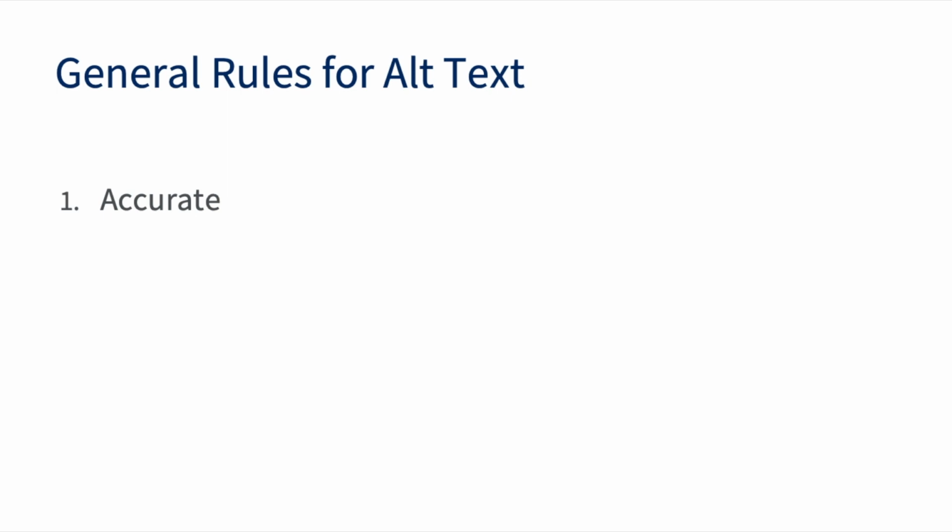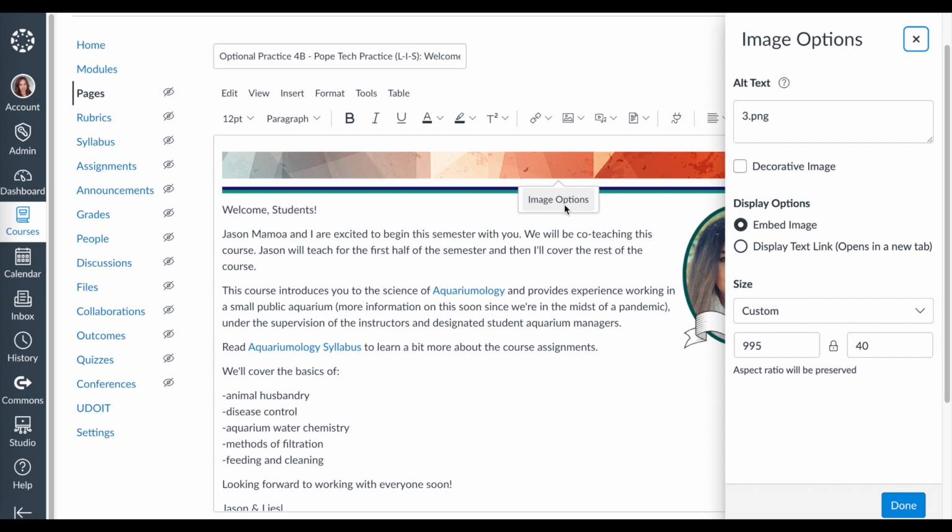Rules for alt text. When thinking of an appropriate text description, the alt text should be accurate, including spelling, grammar, and proper punctuation. Concise, using the fewest words possible while providing a meaningful description for the image. Equivalent, presenting the same context and/or function of the image. Ask yourself when writing alt text, if I had to describe it over the phone, what would I say?